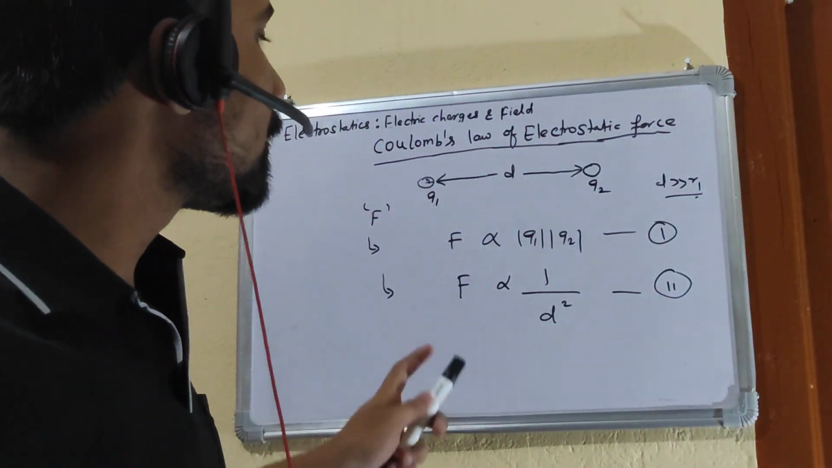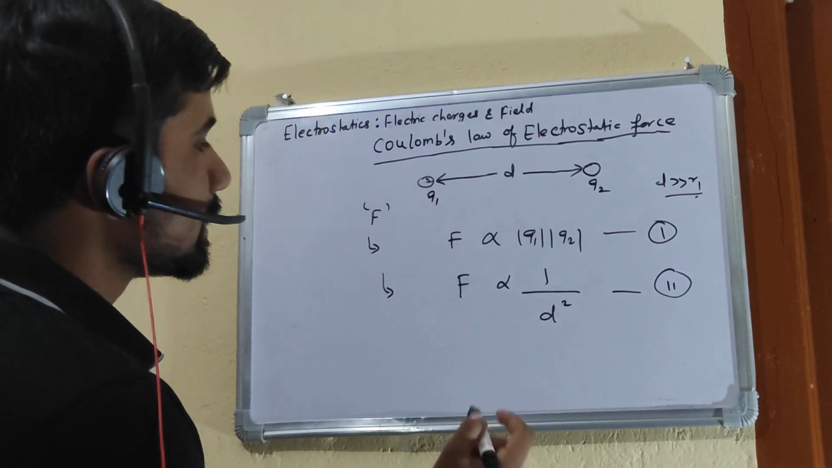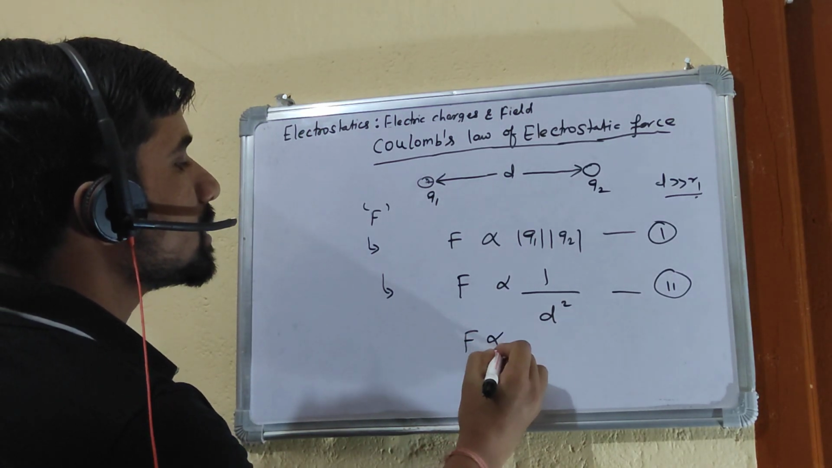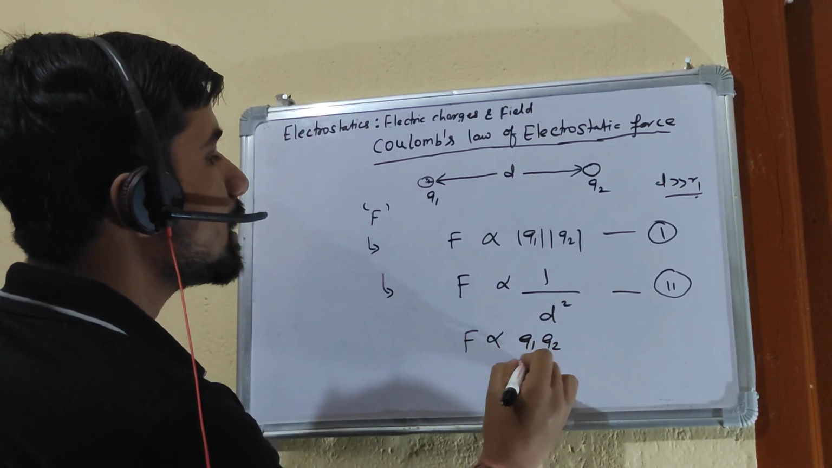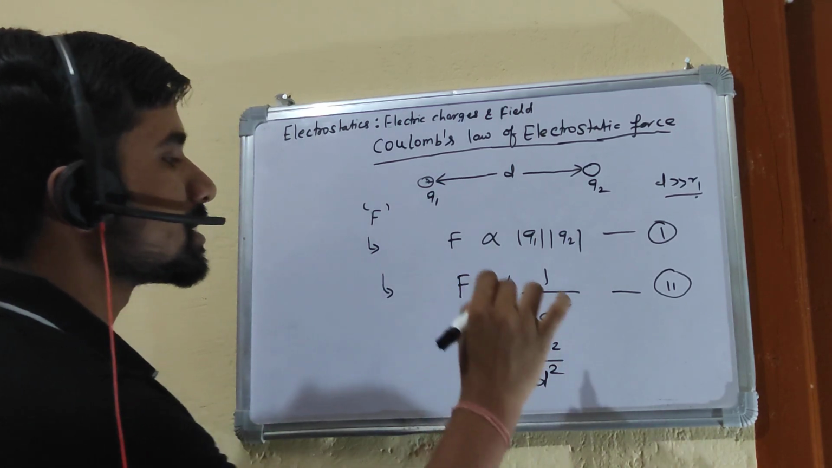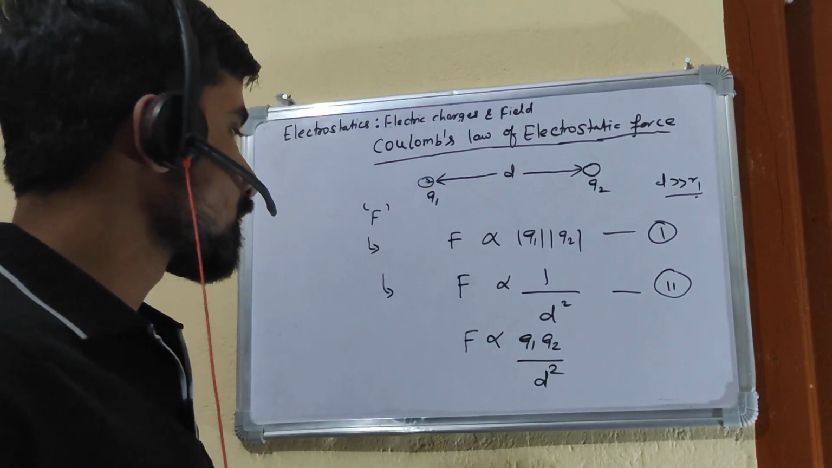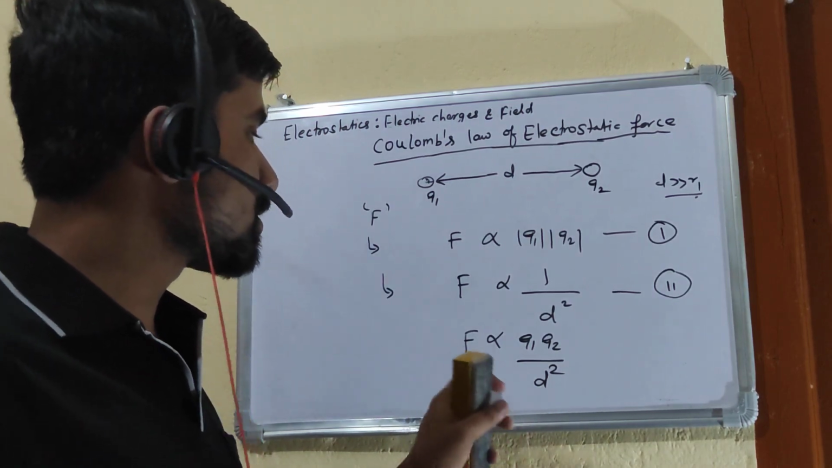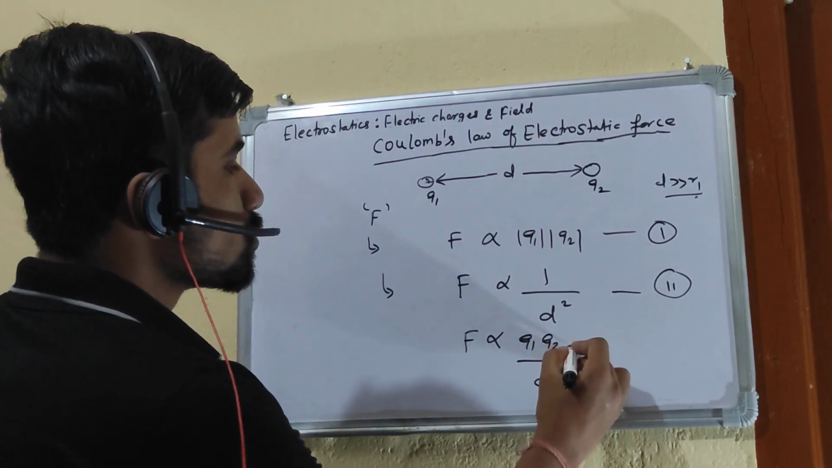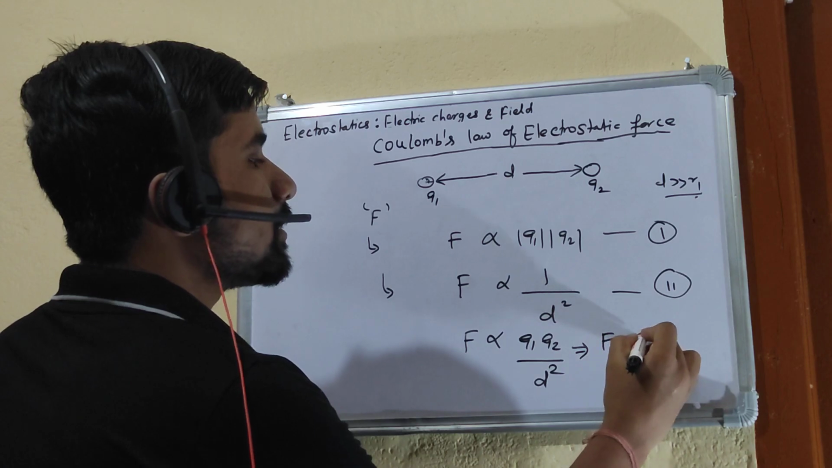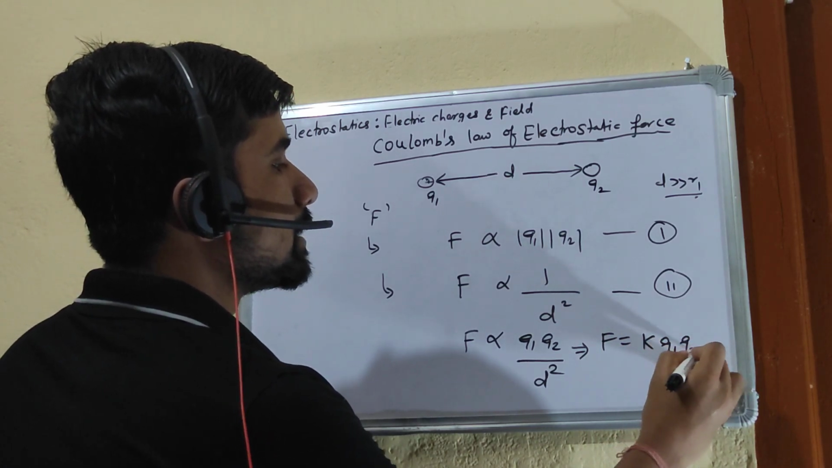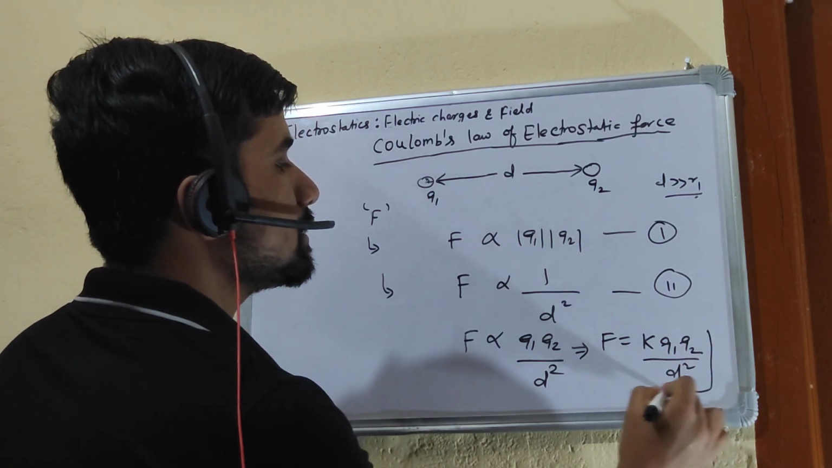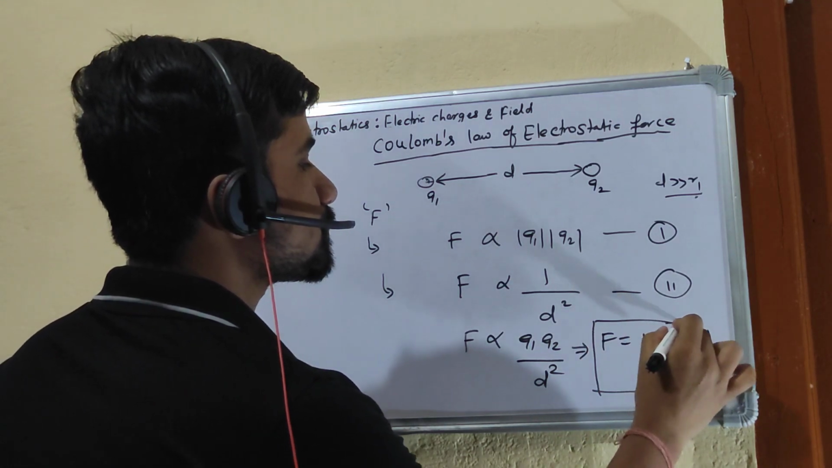So if I combine 1 and 2, I can say that the force between two charged bodies is proportional to the product of their charges and inversely proportional to the square of the distance between them, right? We know that when we remove proportionality, we need to put a constant. So we can say that force is given by k q1 q2 by d square. This is the expression of force.